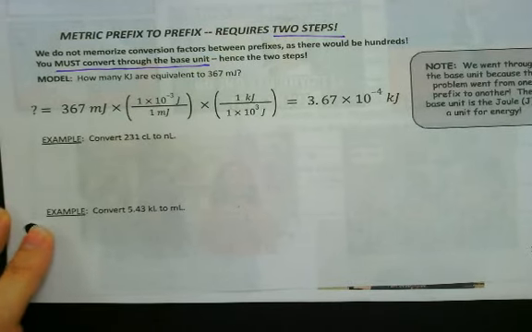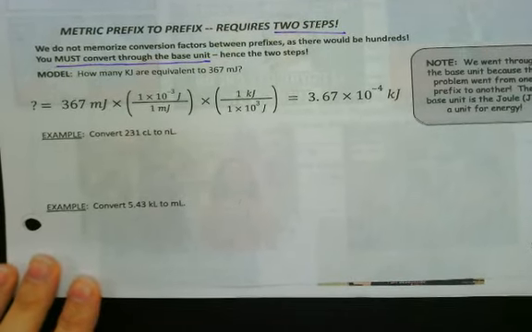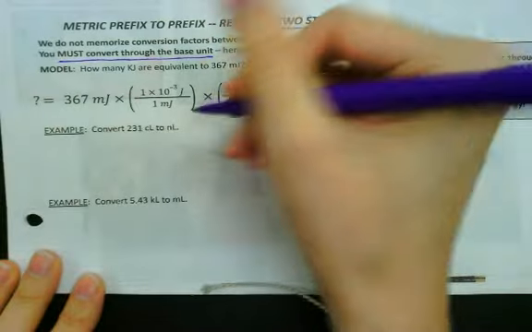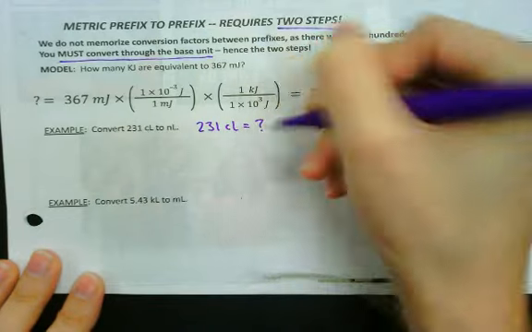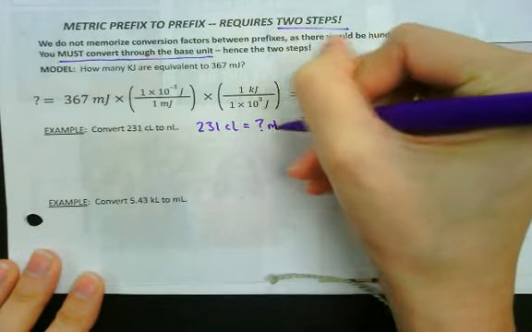Okay. So we're going to do the example 231 centiliters to nanoliters here. Again, I like to be really thorough. Nanoliters.